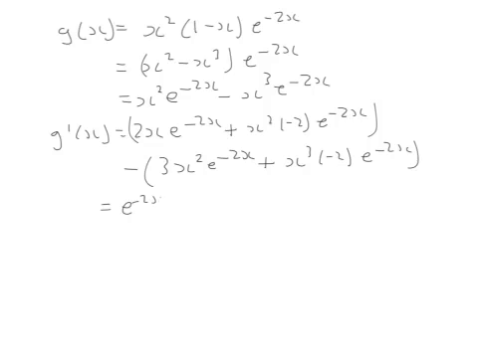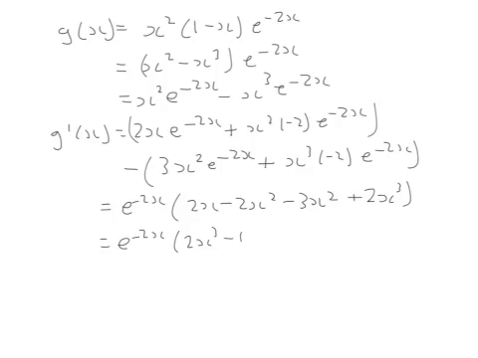So e to the minus 2x is everywhere, so I've got a 2x here, and I've got a minus 2x squared there, and I've got a minus 3x squared at this point, and a minus 2 times minus, that's a plus 2x cubed at this point. So let's tidy up. We've got 2x cubed minus 5x squared plus 2x. So g dashed x, which is what they're after, is 2x cubed minus 5x squared plus 2x, which is the same as we had before.